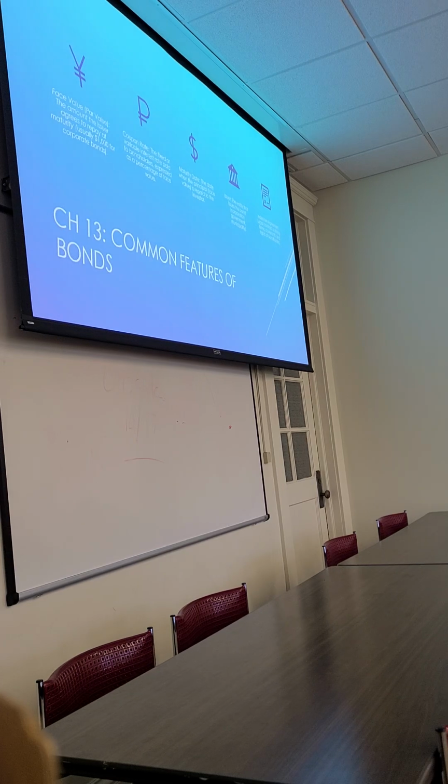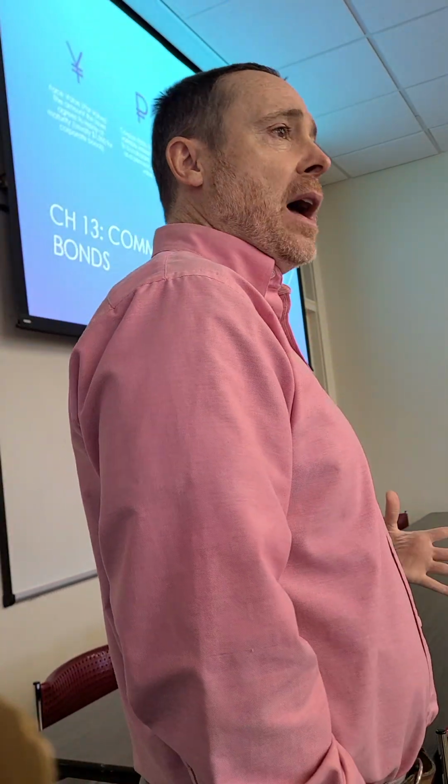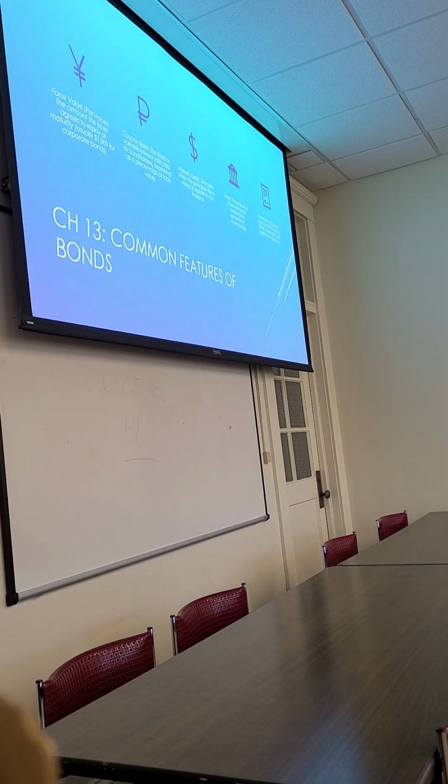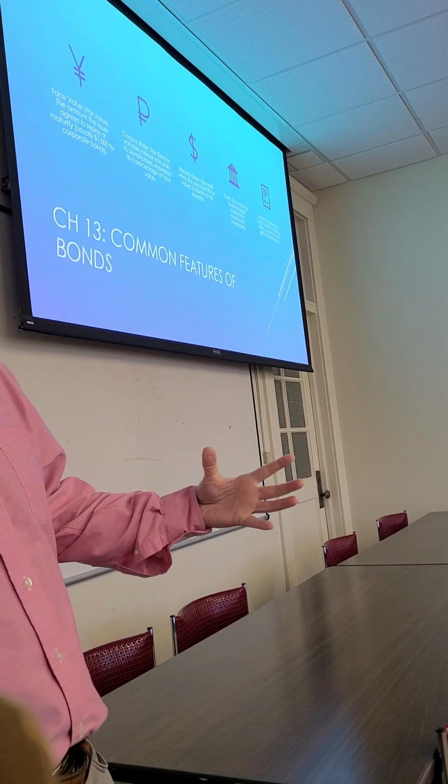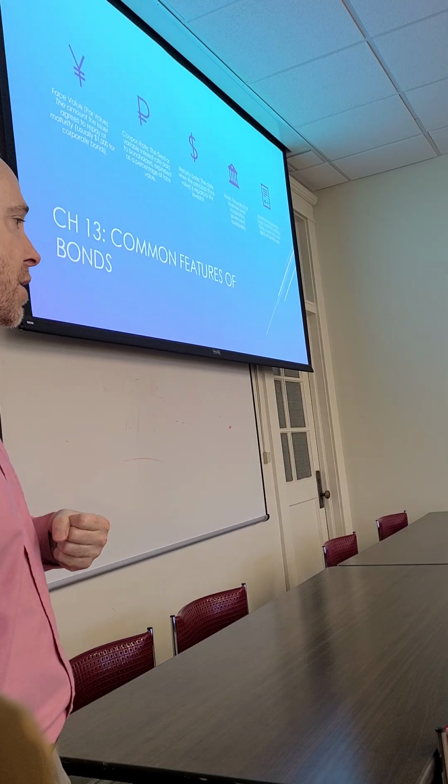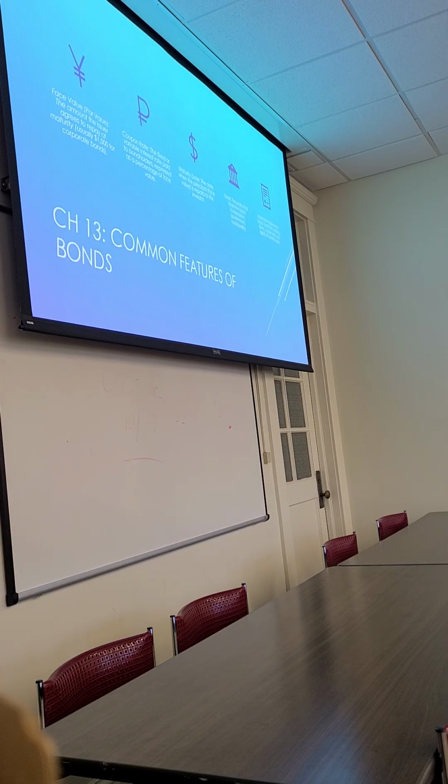Common features of bonds. So that's how we kind of ended the class with here's how they work, but not getting into the math yet. So I'll save the math for exam 3 on bonds, but you need to understand what a bond is. A bond is you lending money to either the government or a corporation. And I say the government, a government.